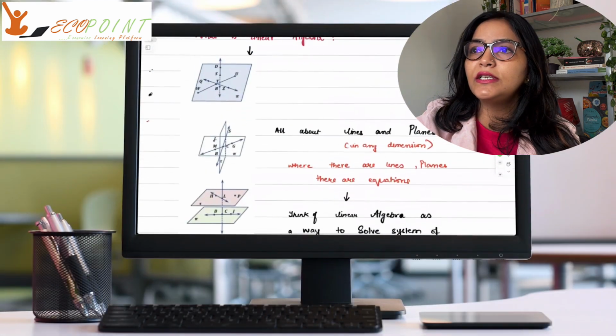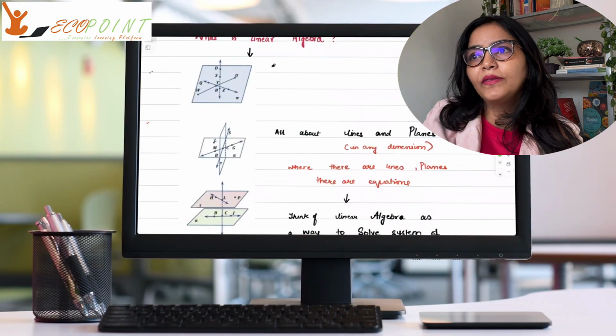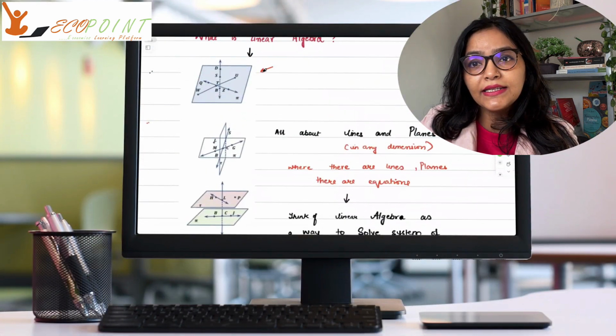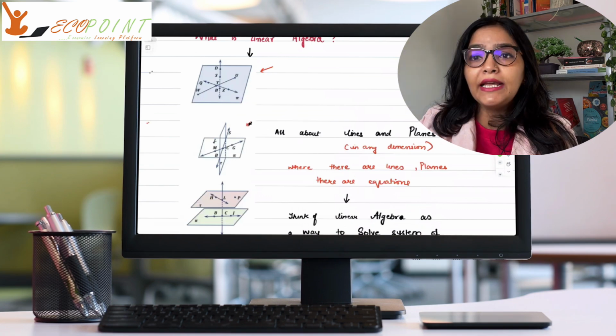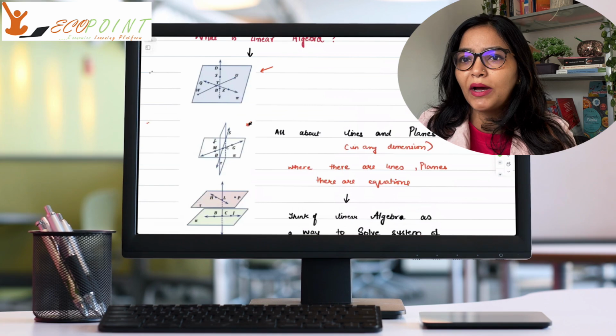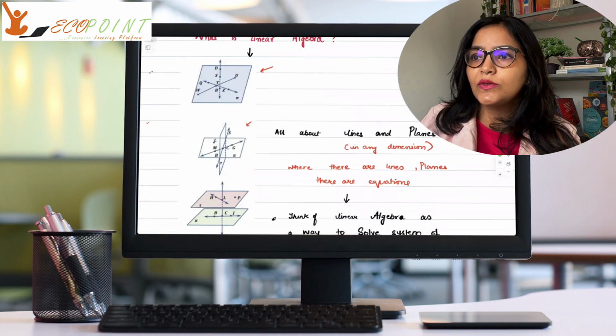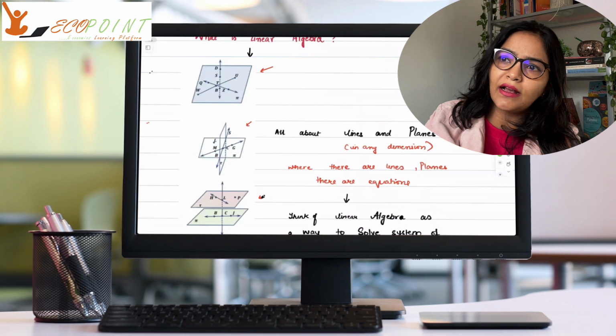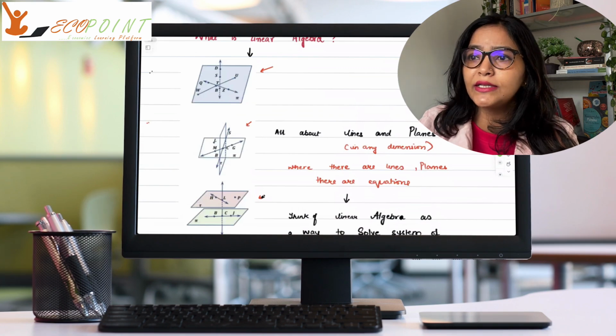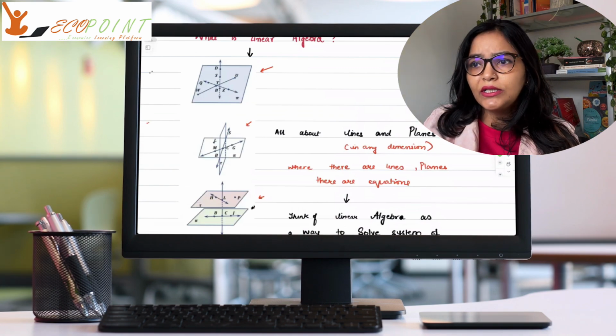So what you see in the picture out here, these are lines intersecting. And what you see here, these are planes. Planes are represented by three variable equations. Somewhere you can see that two planes are intersecting with each other. Somewhere you are seeing that they're not intersecting with each other.